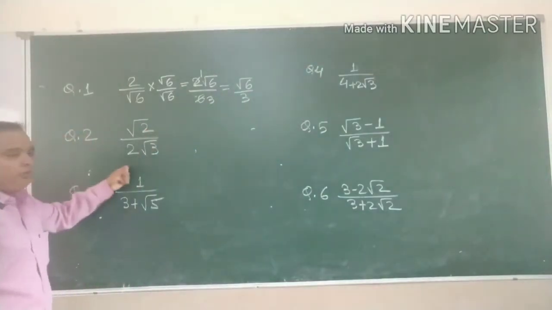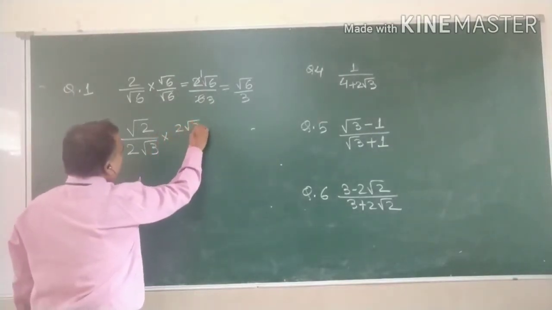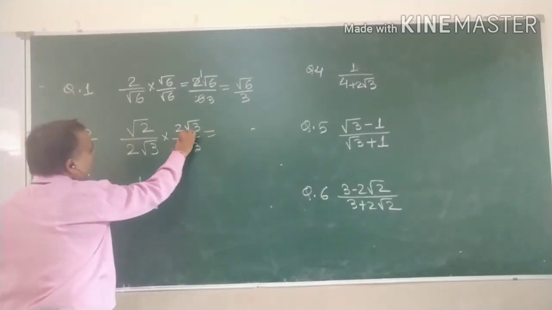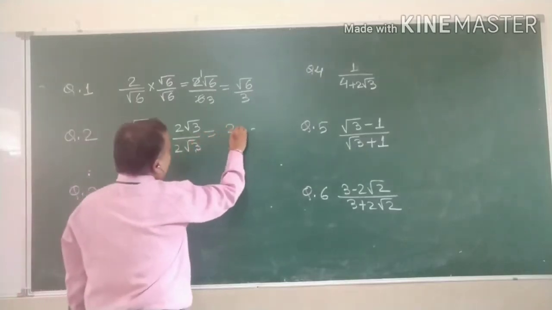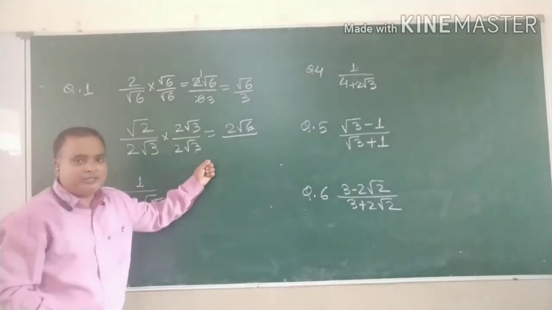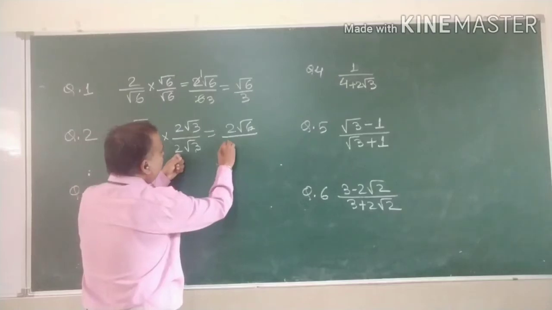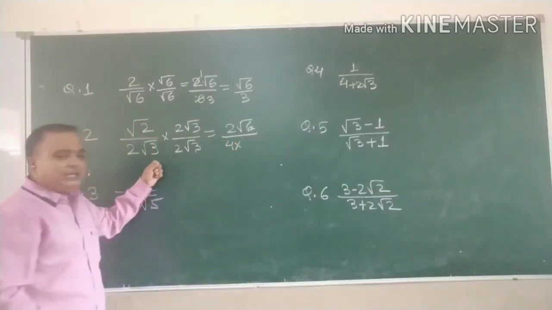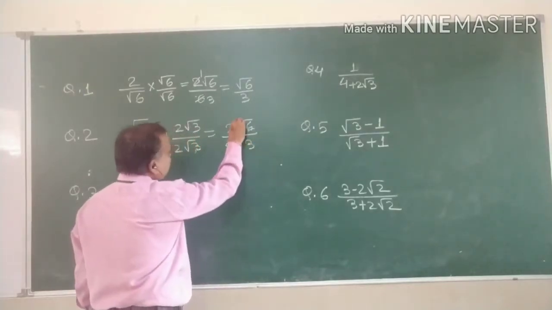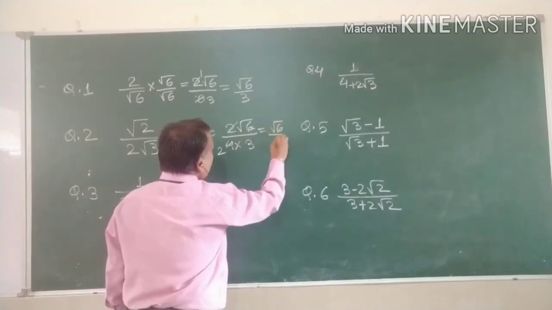Next, root 2 upon 2 root 3. So here I multiply the numerator and denominator by 2 root 3. So I can write 2 root 3 into root 2, that is 2 root 6 upon. Now 2 root 3 multiplied by 2 root 3. So first we multiply rational number with rational number, that is 2 into 2, 4. Next, irrational number with irrational number, that is root 3 into root 3, 3. So 4 threes are 12, and the answer is root 6 upon 6.